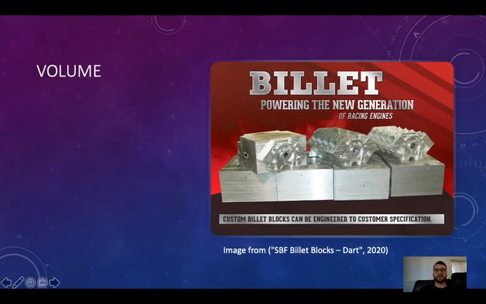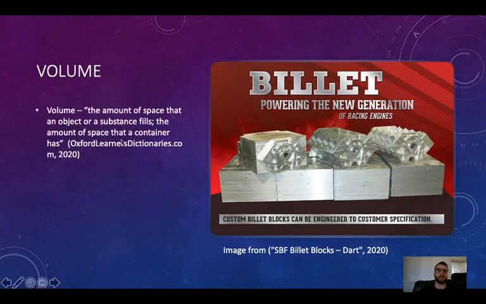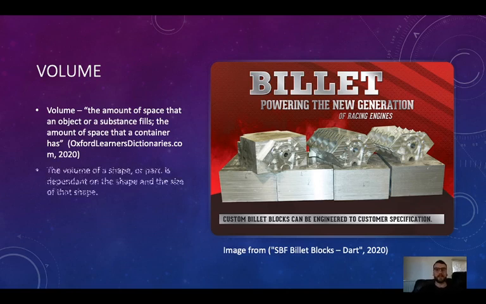So that's it for measuring length. Now for measuring volume. According to the Oxford English Dictionary, volume is the amount of space that an object or a substance fills. It's the amount of space that a container has. The volume of a shape or a part is dependent on the shape and size of that shape. It's a bit of a mouthful.